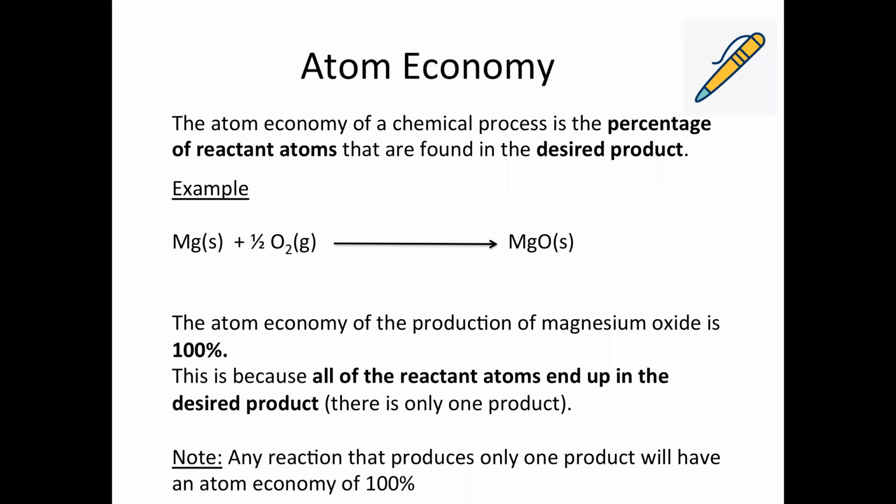So atom economy is a percentage, and it's the percentage of reactant atoms that end up in your desired product. So if we look at this reaction here, where we're burning magnesium to make magnesium oxide, the atom economy for this reaction would be 100% because all of the atoms in the reactants are ending up in our desired product. And that's because there only is one product. So for any chemical reaction or chemical process that only produces one product, the atom economy will be 100% because 100% of the reacting atoms are ending up in the product.